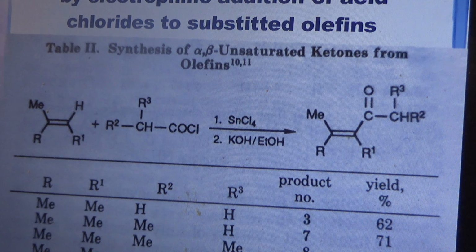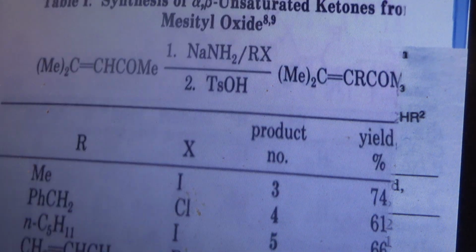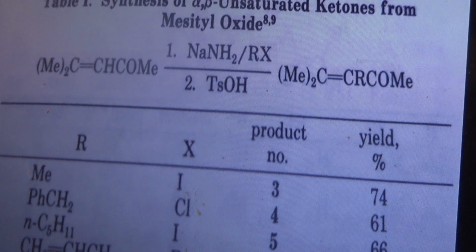Now, the other way to make it is using alpha-beta unsaturated ketones from mesityl oxide. Mesityl oxide can be made from acetone; condensation of acetone gives mesityl oxide. It is commercially obtainable from many chemical companies in kilogram quantities. Using this mesityl oxide, we used a procedure in the literature where you make the anion using sodium amide in THF, and the anion is alkylated with RX. RX could be different R's, as you can see here, and X could be the halides.